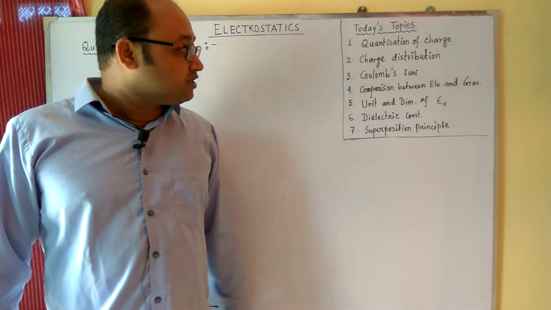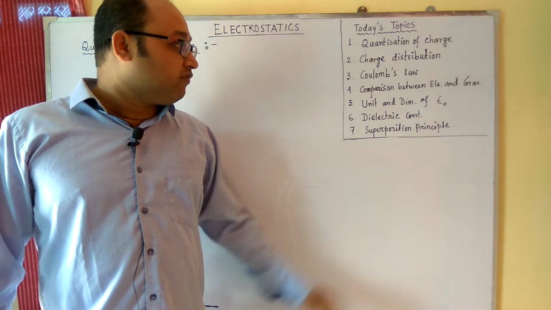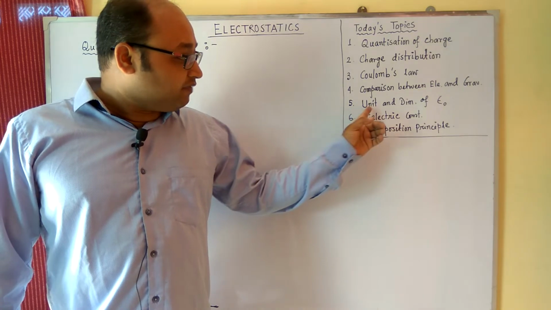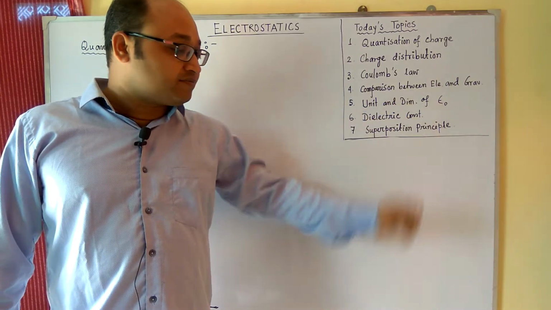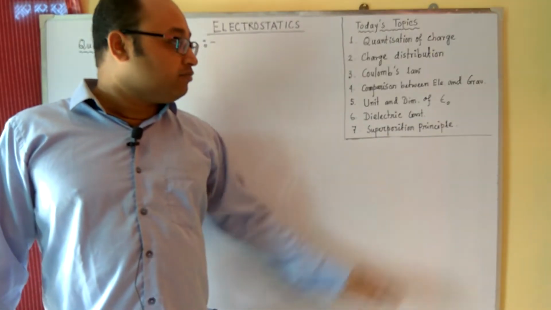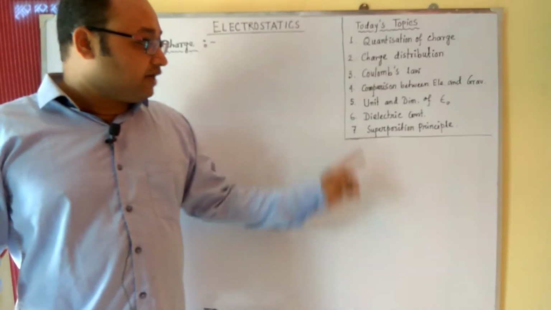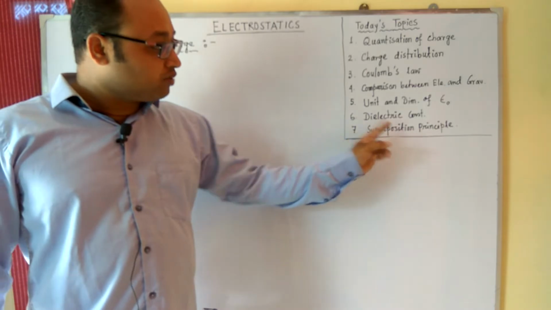The third topic to be discussed is Coulomb's law, and the fourth one is comparison between electrostatic force and gravitational force, and the fifth one is unit and dimension of epsilon zero. In this video you will come to know what is epsilon zero, and the sixth one is dielectric constant, and the last topic to be discussed is superposition principle.